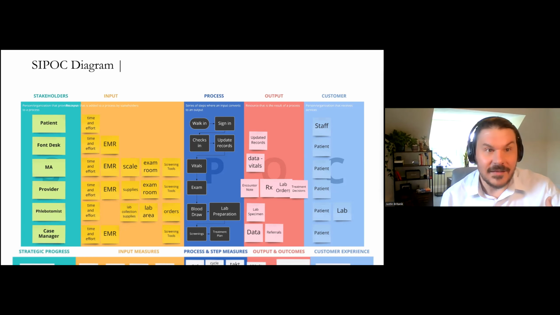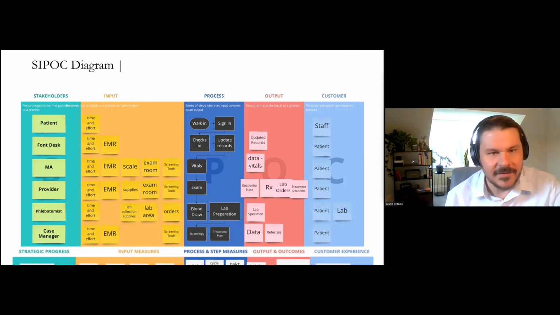Essentially, SIPOC is just an acronym for stakeholders, inputs, process, outputs, and customers. And all we're doing is organizing those into a value stream. My stakeholders in this process are the patient, the front desk, the MA, the provider, the phlebotomist, and the case manager. For those of you familiar with the swim lane map, it's kind of the same thing. We're just going across this SIPOC, and we're seeing all the things that relate to stakeholders and customers.